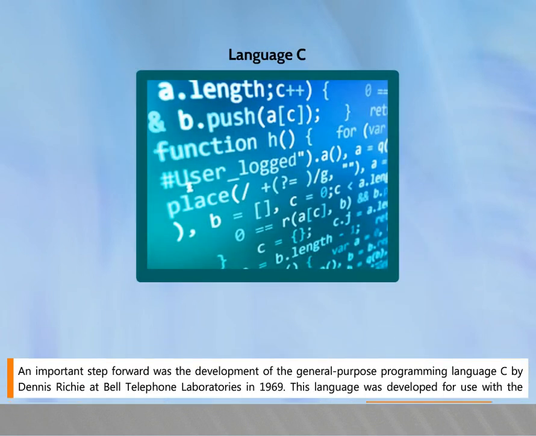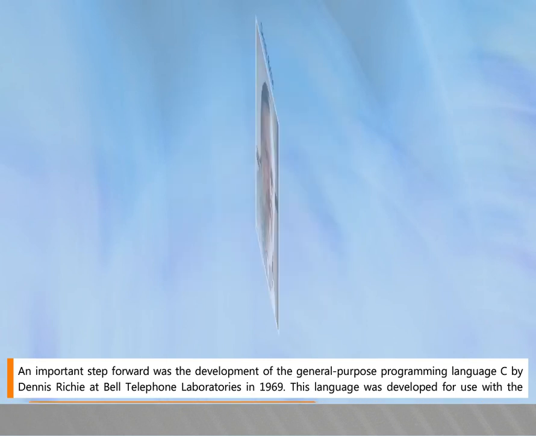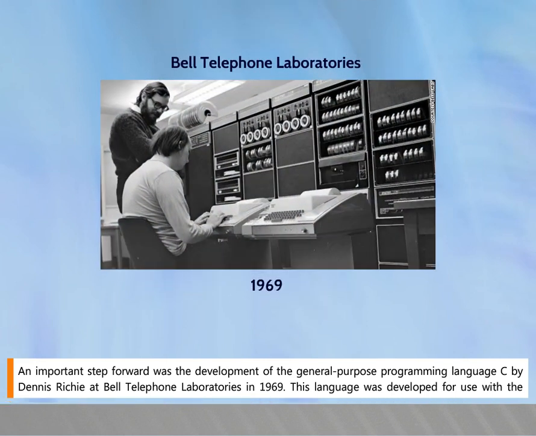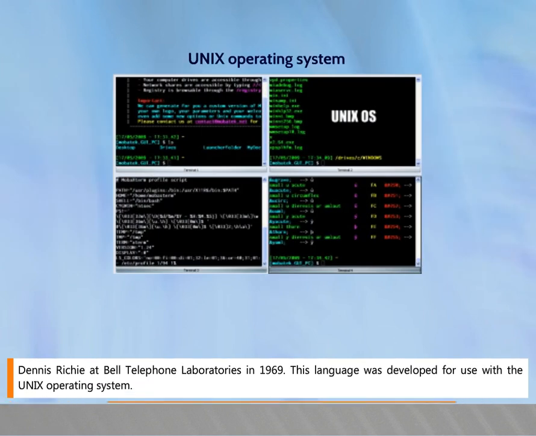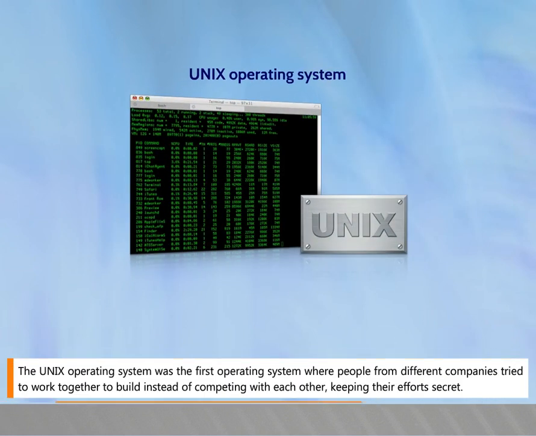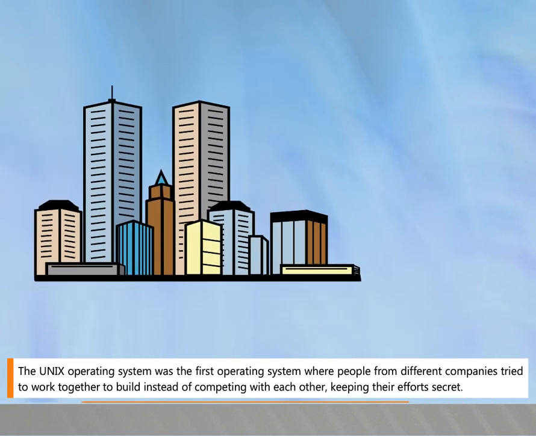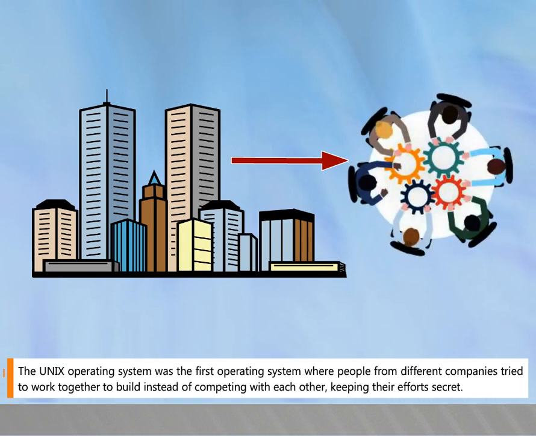An important step forward was the development of the general-purpose programming language C by Dennis Ritchie at Bell Telephone Laboratories in 1969. This language was developed for use with the Unix operating system. The Unix operating system was the first operating system where people from different companies tried to work together to build it instead of competing with each other, keeping their efforts secret.